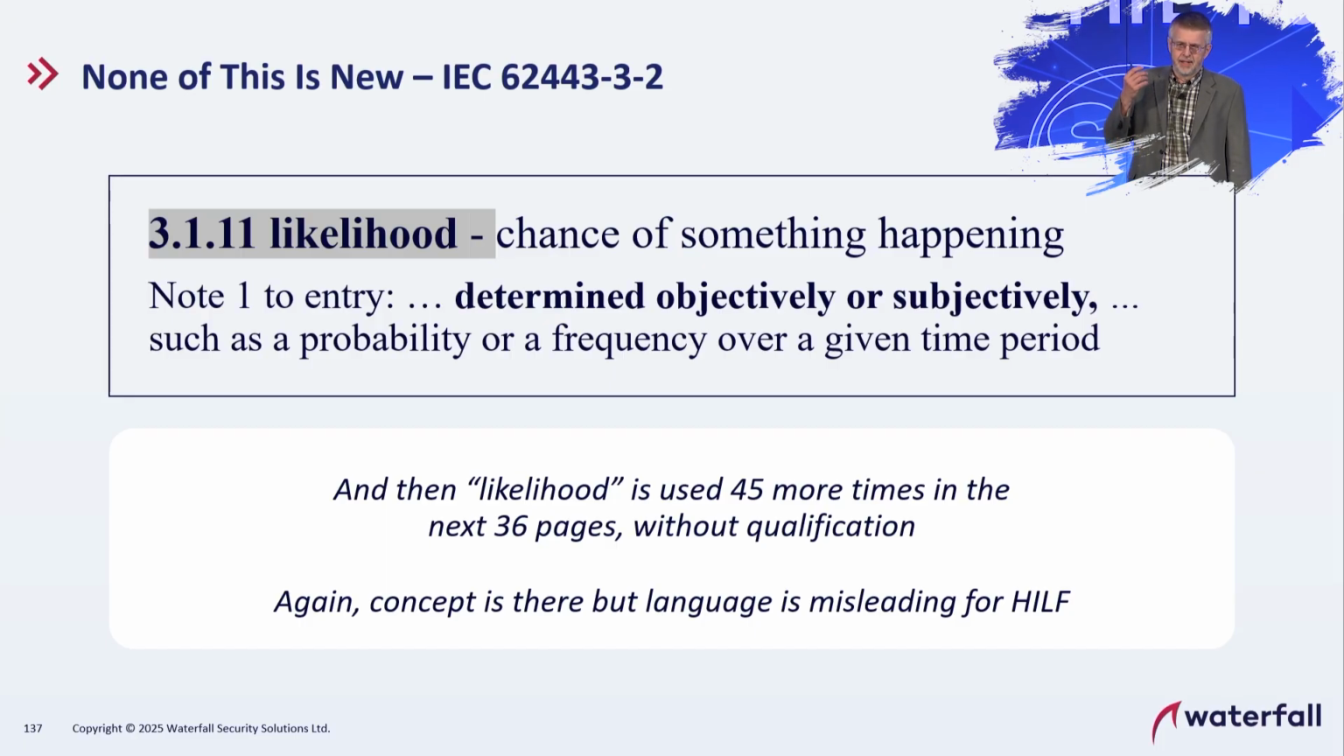Same thing in 62443-3-2, the risk assessment standard. It defines the term in the glossary as, likelihood is the chance of something happening, again implying probability. There's a note right below the definition saying, by the way, you can determine likelihood objectively with frequency measurements or subjectively by exercising judgment. And then again, the word is used without qualification through the entire rest of the document. So this is recognized, but you have to read the fine print to see this. And the language of the standard is talking about likelihood as if things were random. And on the high end, they're not. So backing up, what's the solution here?